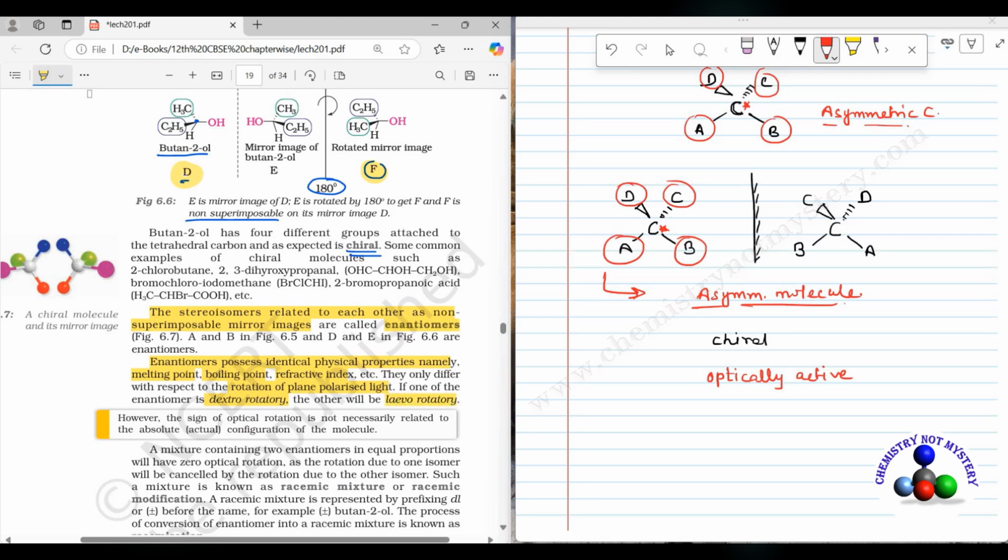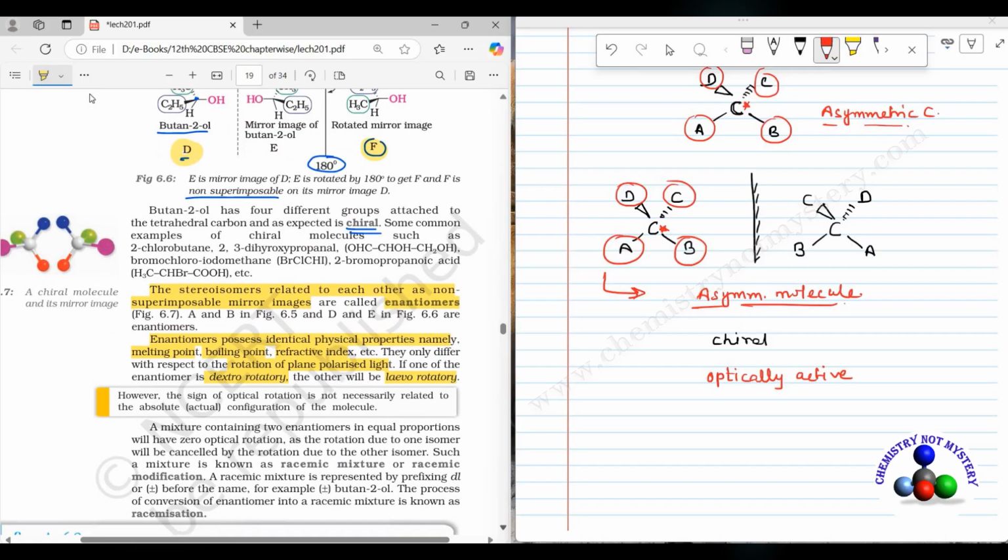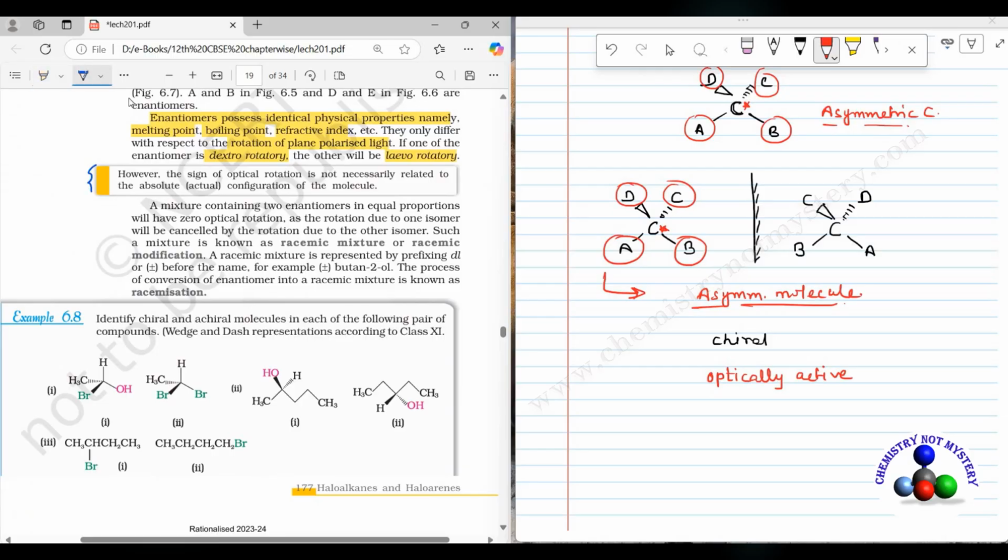However, the sign of optical rotation is not necessarily related to the absolute configuration of the molecule. That means, just by looking at the configuration of the molecule, you cannot predict whether the molecule will be dextrorotatory or levorotatory. You can only know when you place the molecule in front of plane polarized light. By the polarimeter, you will be able to know whether the molecule is dextrorotatory or levorotatory.